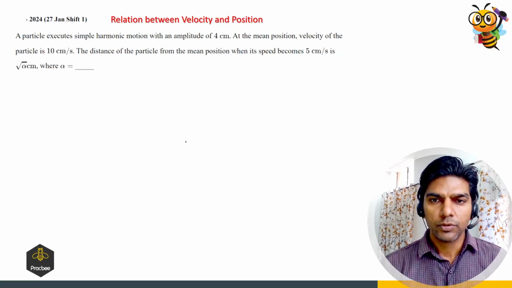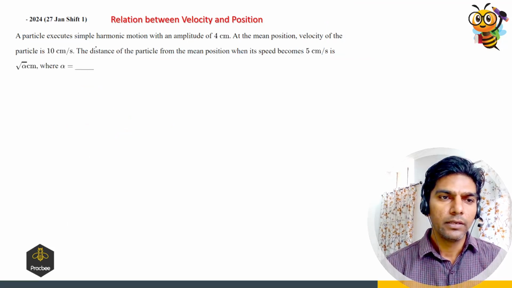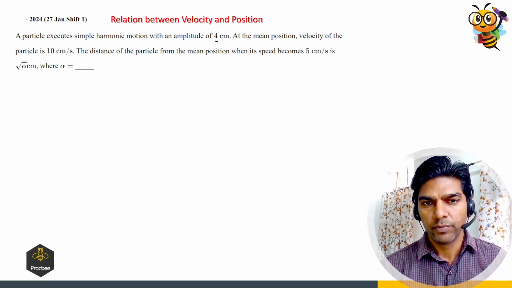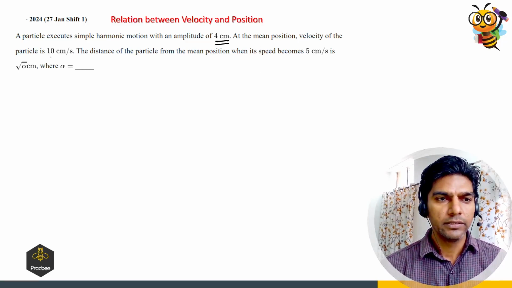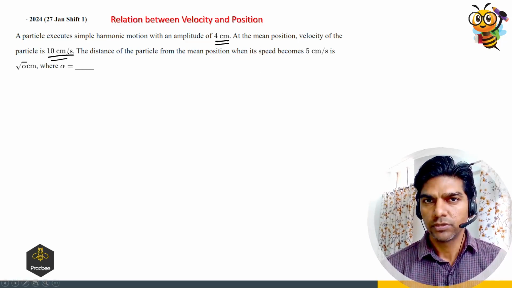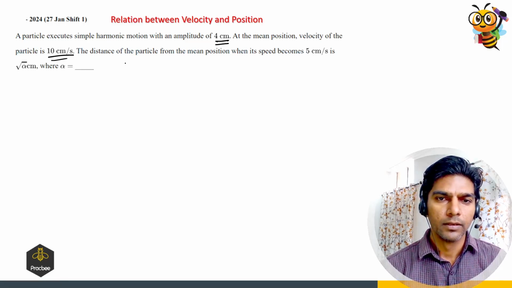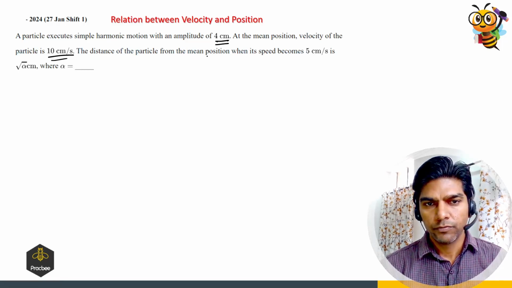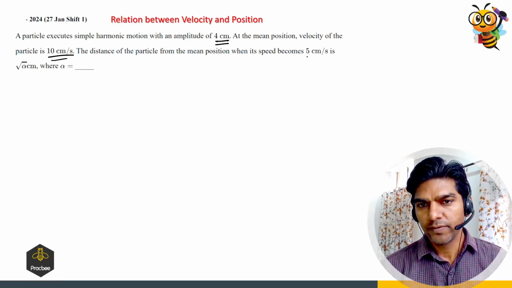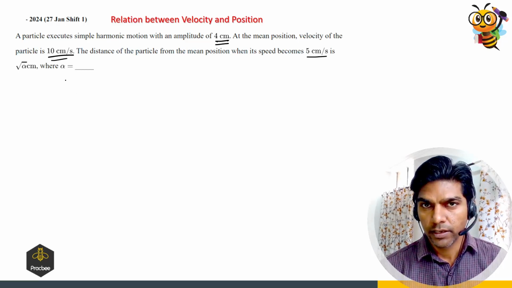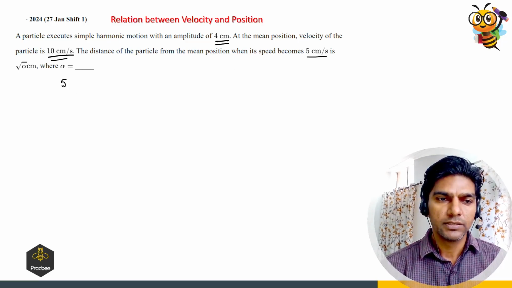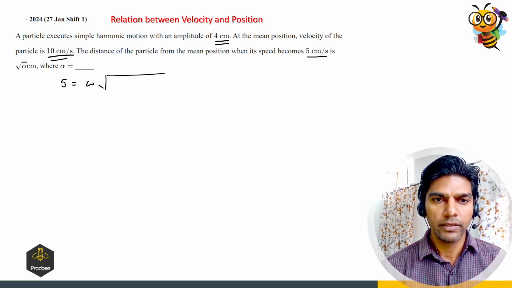Now let us see the next problem based on the same concept. A particle executes simple harmonic motion with an amplitude of 4 centimeter. At the mean position, velocity of the particle is 10 centimeter per second, and we know that at the mean position the velocity is maximum. Find the distance of the particle from the mean position when its speed is 5 centimeter per second. So we have to find the value of x, and v is given to us as 5, and so it will be omega root of a square, amplitude is 4, minus x square.